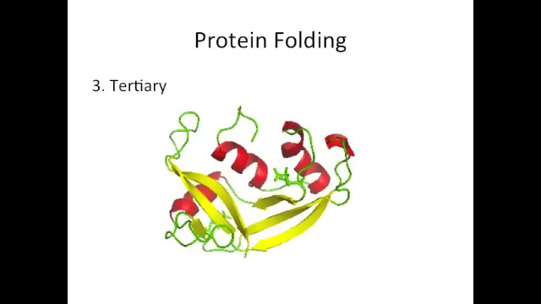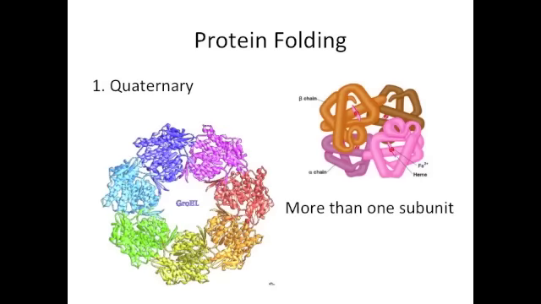So since there are 20 different amino acids, each one has its own unique chemical makeup, and each amino acid will have a different characteristic. So some will be positive, some will be negative, some will be hydrophobic, others hydrophilic. So they each interact differently to help that protein fold up. Finally, some proteins are made up of more than one subunit. So when there are two or more polypeptides joined together, this is called a quaternary structure, and hemoglobin is actually a great example of that.